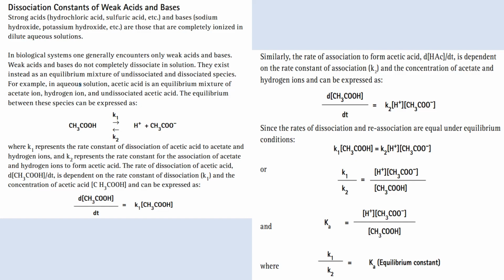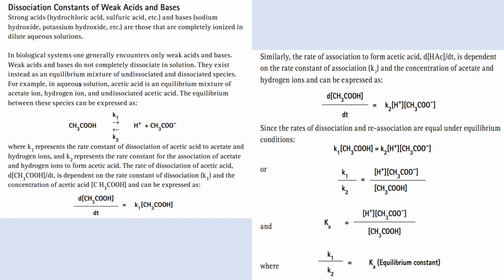Now, before we go on, we'll just get acquainted with what dissociation constants of weak acids and bases are. You have studied what acids and bases are in your school syllabus. The strong acids and strong bases, when added to water, dissociate completely. They ionize completely, so we call them strong acids and strong bases.